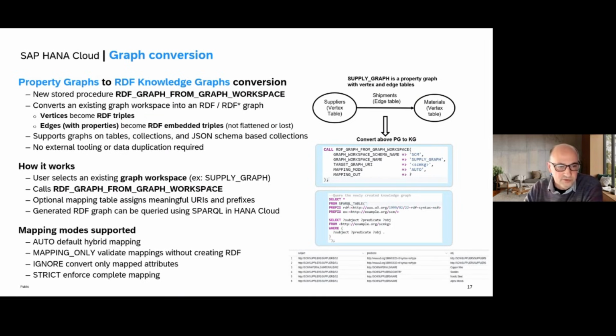It's a pretty nice procedure, and there are different modes for making use of it: an auto mode, a mapping-only mode to validate what the graph will look like, ignoring errors for things which cannot be mapped over, or a strict enforced way of using the procedure to ensure that we only convert if we can convert everything. And certainly all the features of the new graph engine can be used, like the SPARQL engine, for querying the new graph engine graph.